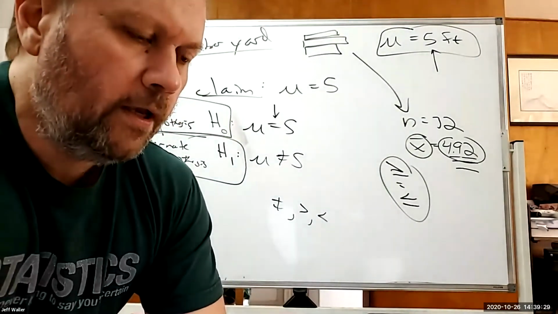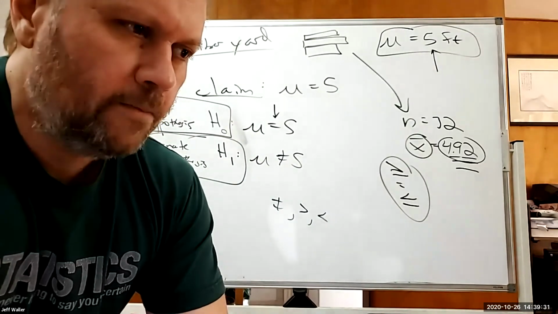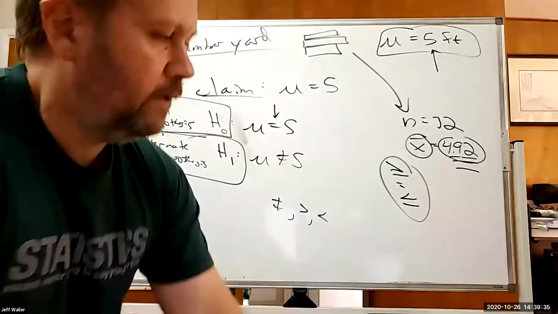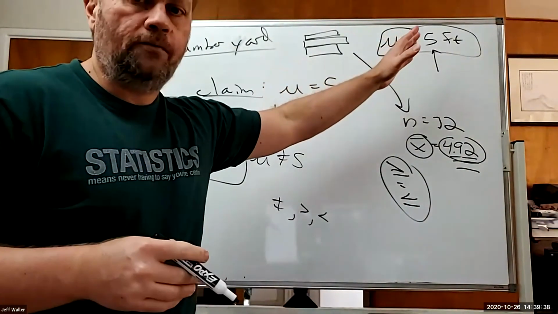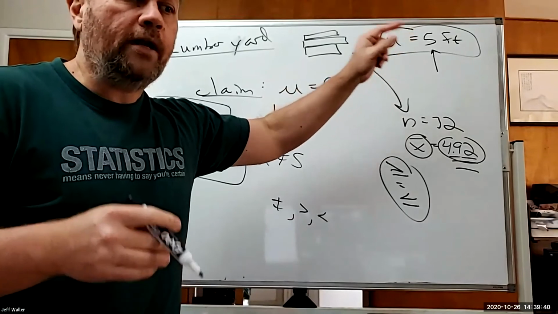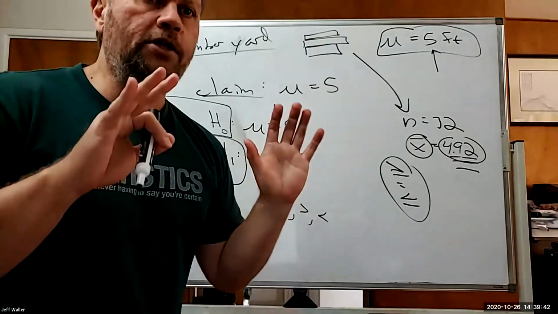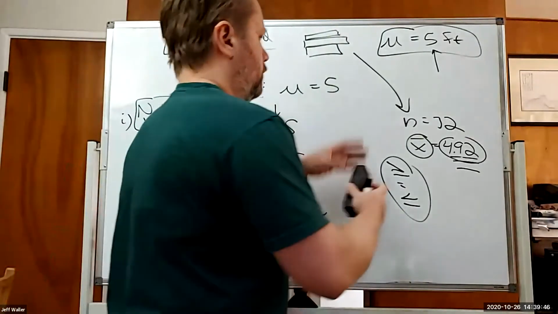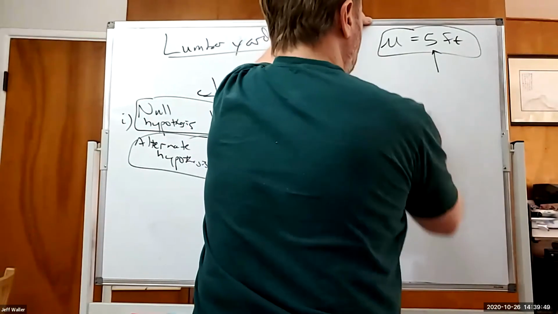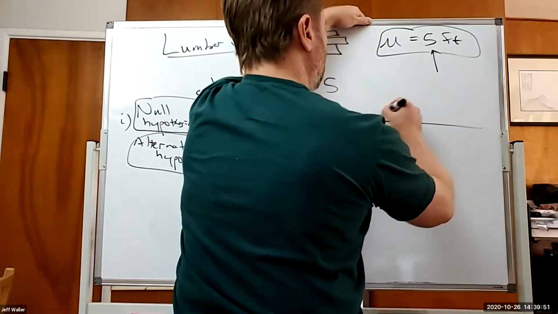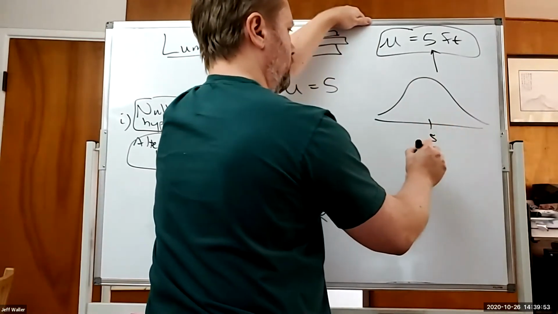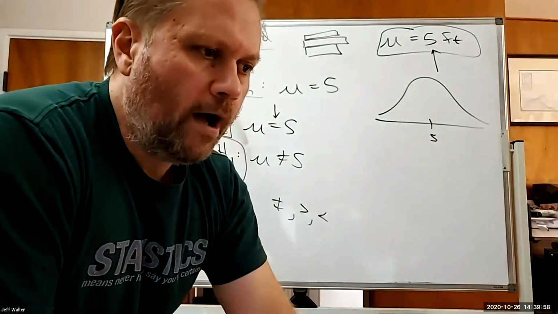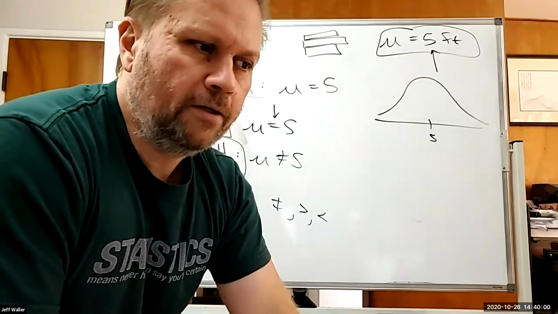Now, let me see if you guys get this. If I think his claim is wrong, how could I show evidence that his claim is wrong using a sample? He says the mean is 5. How could I show evidence that he's wrong? All right, let me see.